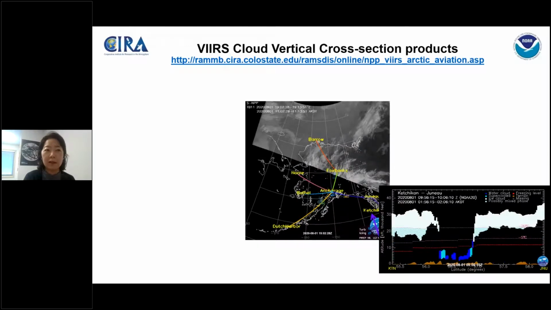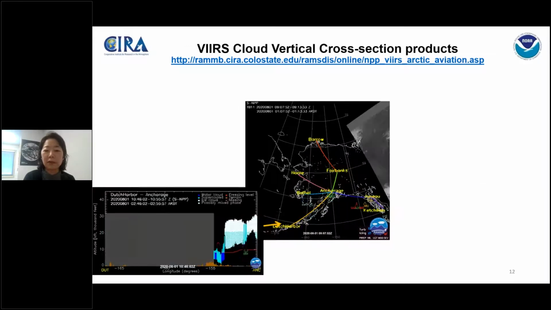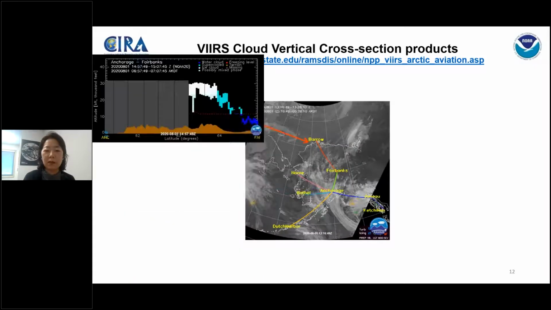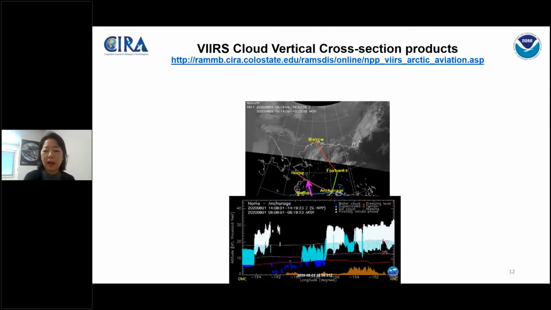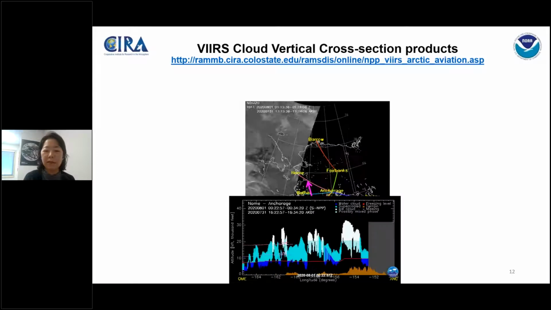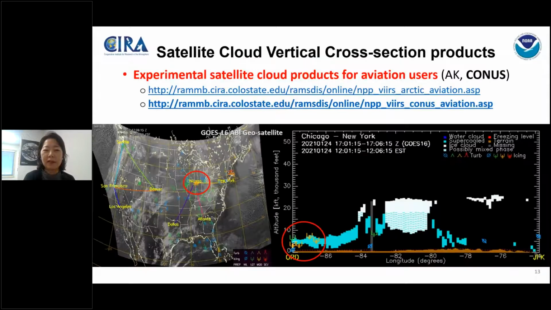This is from VIRS example. So please visit this website and leave any comments or suggestions. We started with a very small audience and just a test flight path, but we are getting more feedback and suggestions. Recently we got feedback from West Coast operational users, and we expanded this target area from Alaska to CONUS as well.